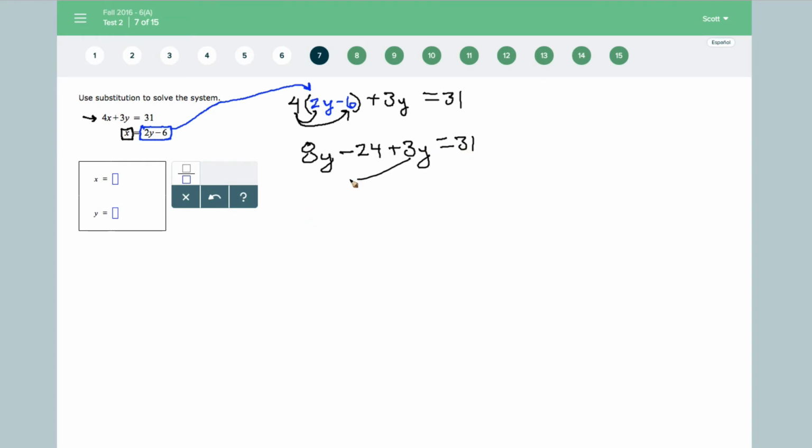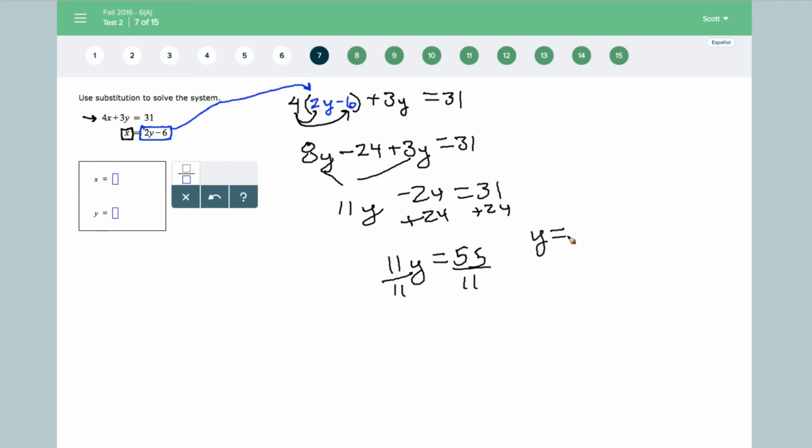And now you just combine the y's and solve all the way down. And I'll just go ahead and do this one. So plus 24 plus 24, and we get 11y equals 55 divided by 11. Y equals 5. Okay, so that gives me my y. My y is 5. So that's what goes here with the y.